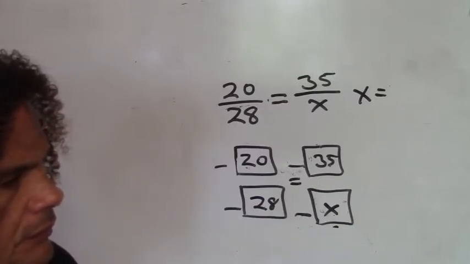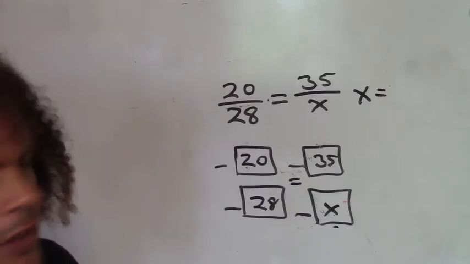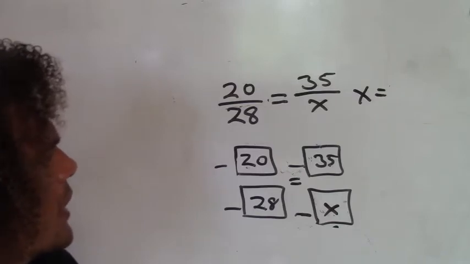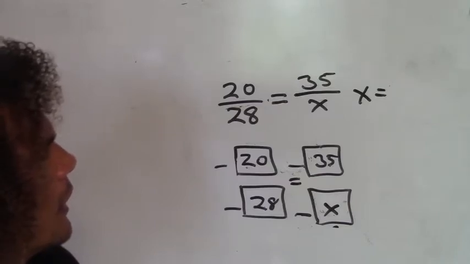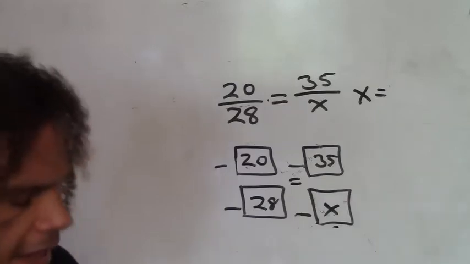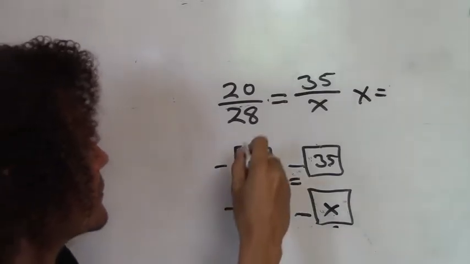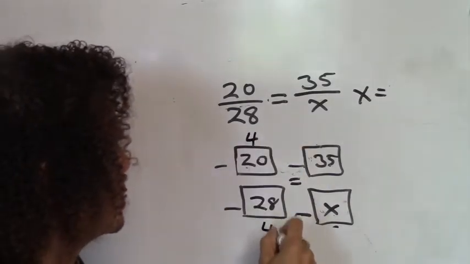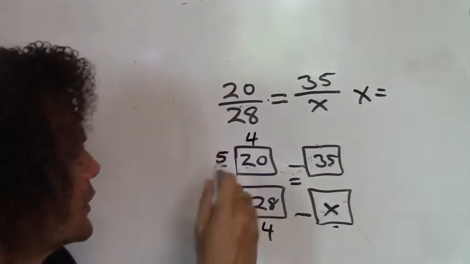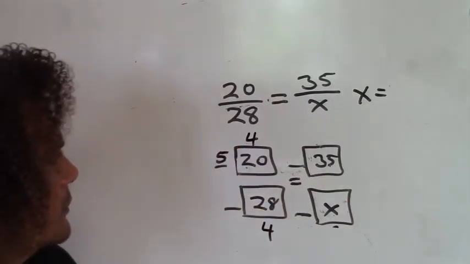I can't find it. Well, think about it for a minute. What goes into 20 and 28 equally? 4. I like it. How many times does 4 go into 20? 5. There you go. How many times does 4 go into 28? It's gotta be 7. There you go.